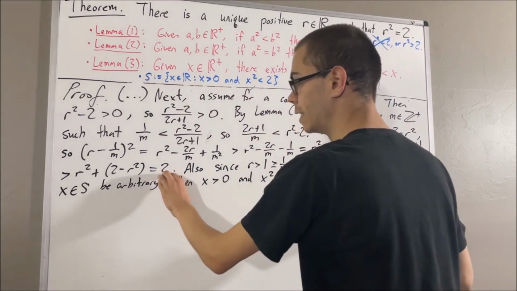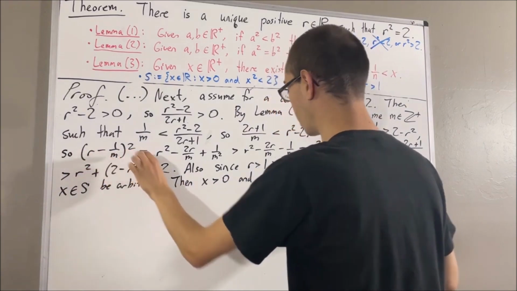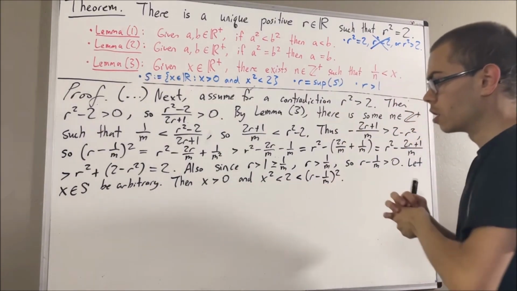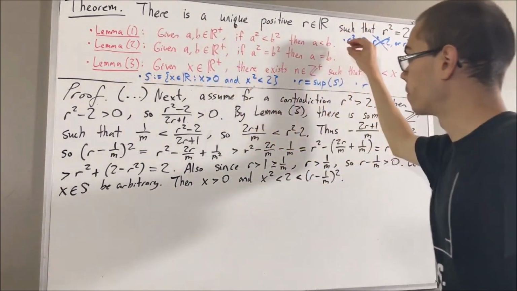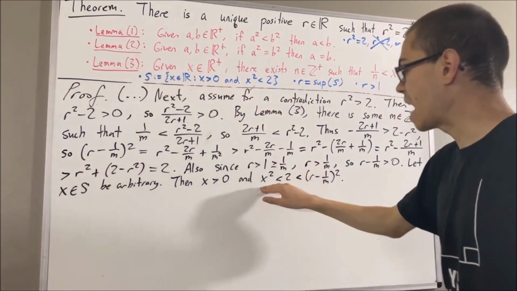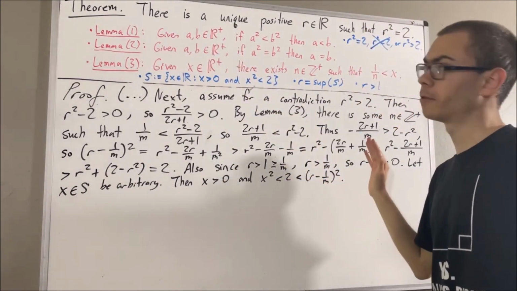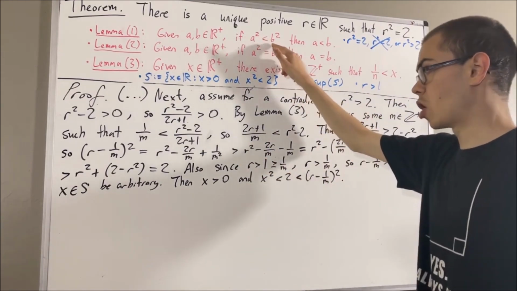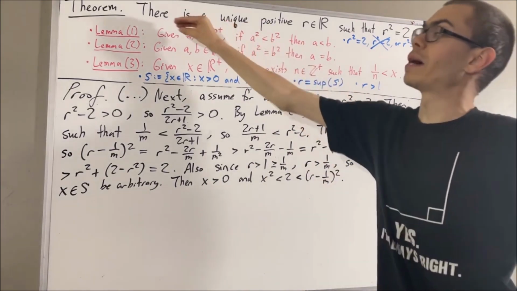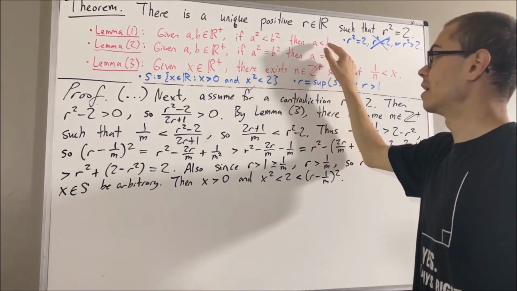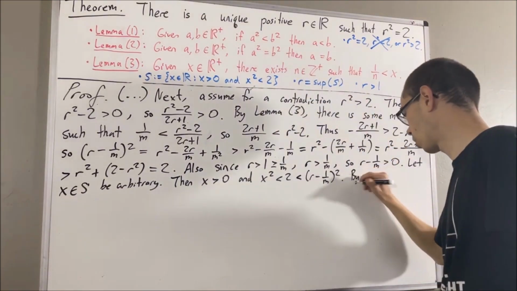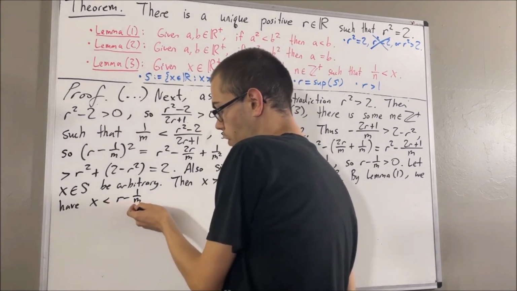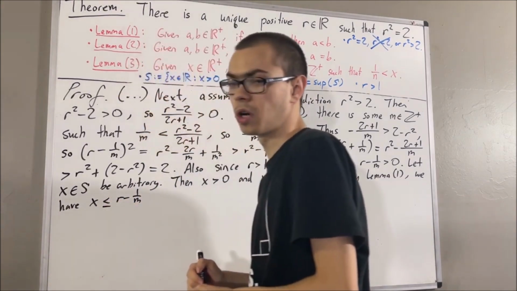But we know that 2 is less than r minus 1 over m squared, so x squared is less than r minus 1 over m squared. So we can apply lemma 1. If we take a and b to be x and r minus 1 over m respectively, well yeah, they're both positive, and we know that x squared is less than r minus 1 over m squared. So by lemma 1, it follows that x is less than r minus 1 over m. And since x is less than r minus 1 over m, we have that x is less than or equal to r minus 1 over m.